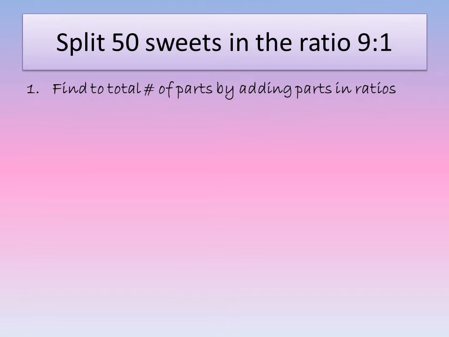Step 1, we find the total number of parts by adding the parts in the ratio. How many parts do we have in all? It has to be 10. 9 plus 1 equals 10, the two numbers in the ratio, 9 and 1, of course.